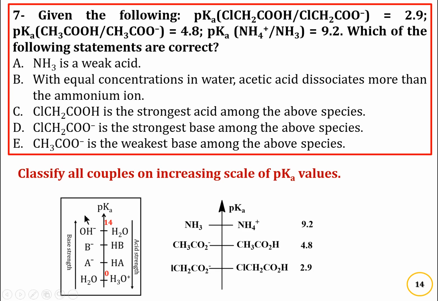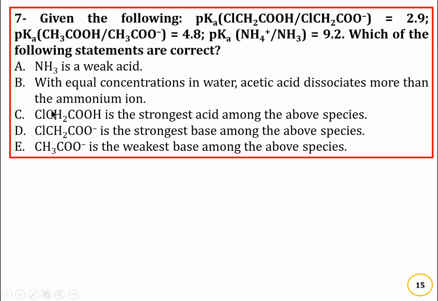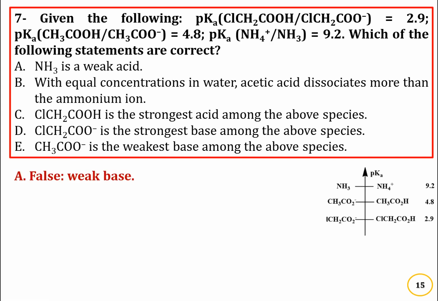As pKa increases, the strength of the base increases. As pKa decreases, the strength of the acid increases. OH- is the strongest base in solution, and H3O+ is the strongest acid. So now we return to analyze the statements. A, NH3 is a weak acid. This is false, since ammonia is a weak base.